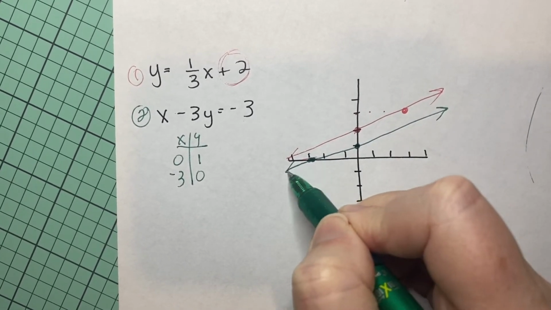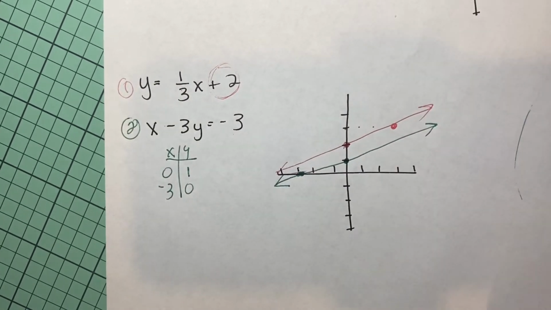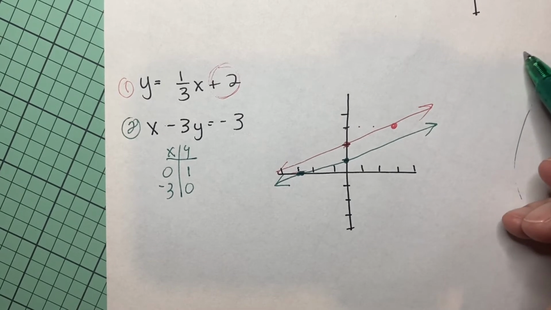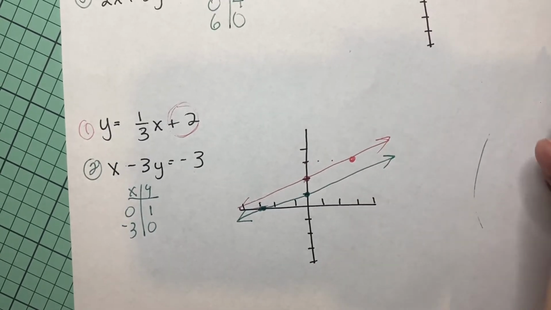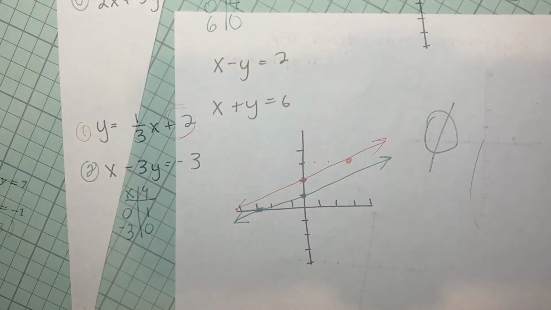So do you see when you draw this one? Again, it's sketching, so it's not perfect, but these are parallel lines. They're never going to intersect. No matter how far they keep going, they're never going to intersect, so there's no solution. So the answer for this one is that 0 with a line through it.